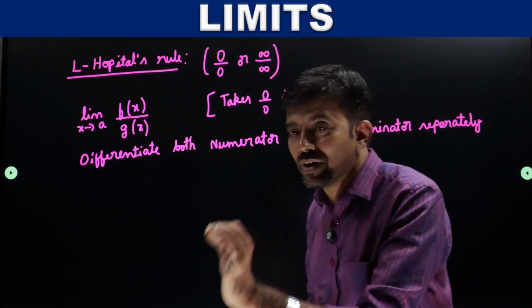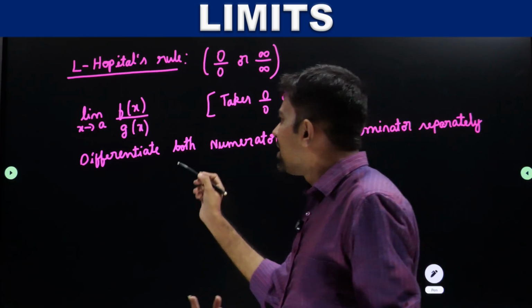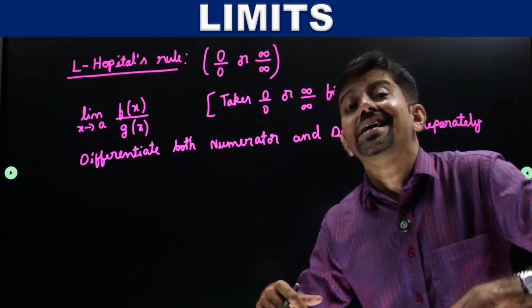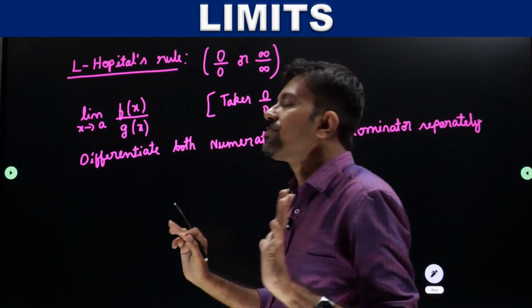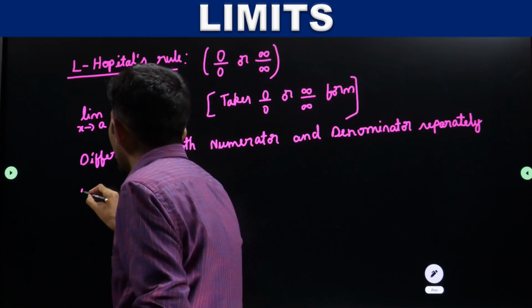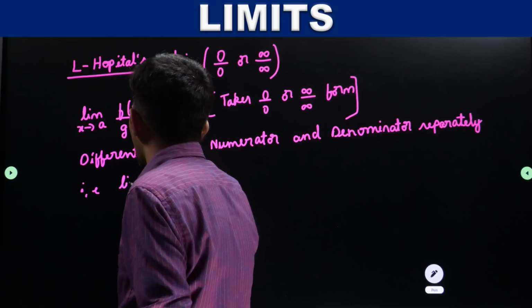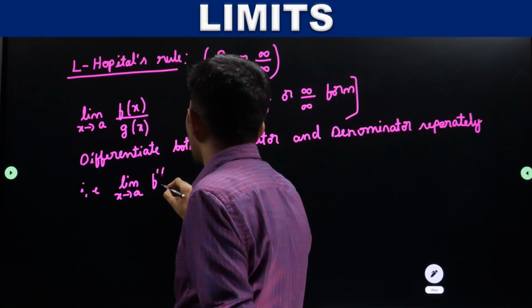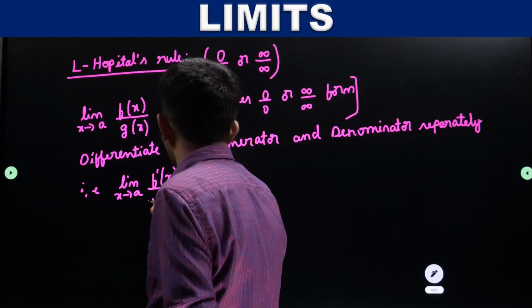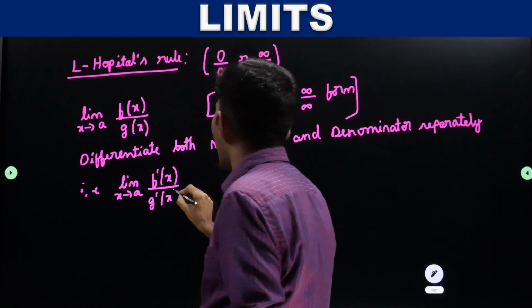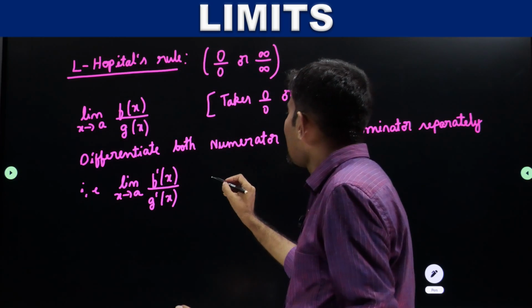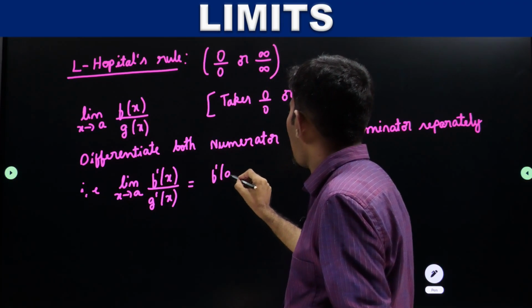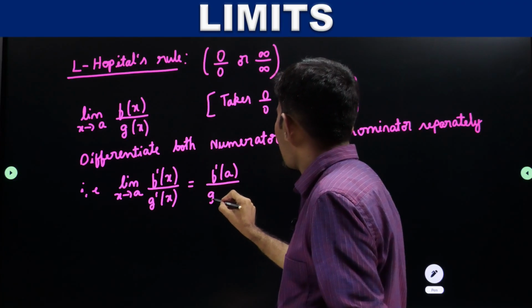So differentiate both numerator and denominator separately. Continue this process of differentiating numerator and denominator separately until that indeterminate form is removed to get a finite answer. That is, we get the limit as x tends to a of f dash of x divided by g dash of x. Then you can apply the limit. This becomes f dash of a divided by g dash of a.